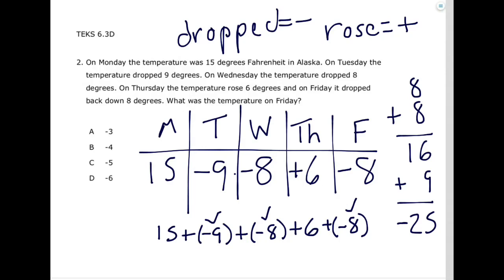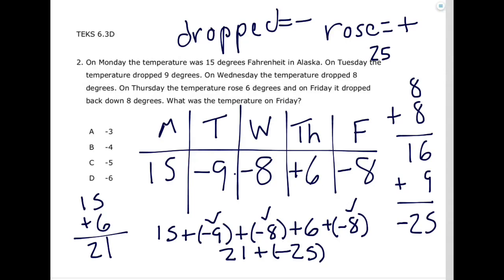And then I'll add the 2 positives, which is 15 plus 6. 15 plus 6 is 21, and that stays positive. So I really have 21 plus a -25. And when I'm adding two different signs, that's the same thing as subtracting. So really I'm subtracting 25 minus 21. Just took the absolute values of both those numbers. 25 minus 21 is 4. So my answer is 4.